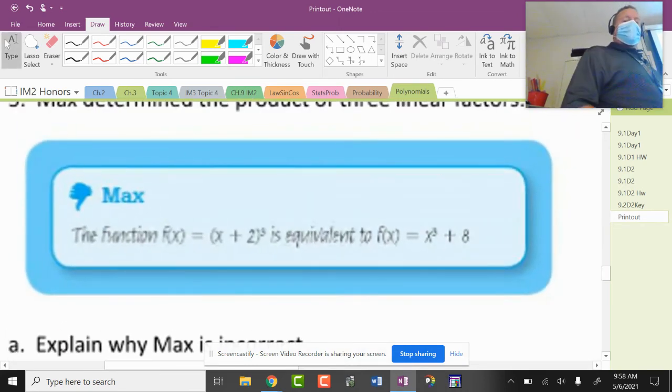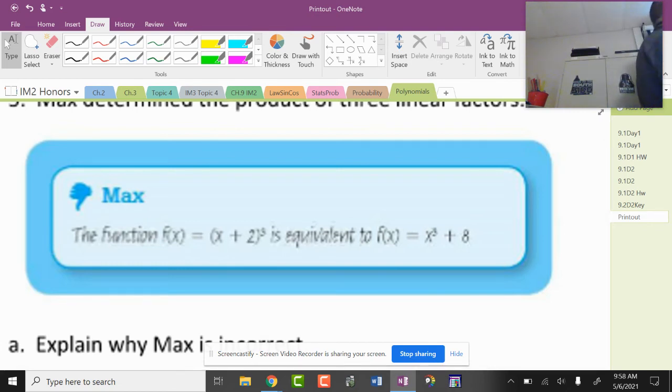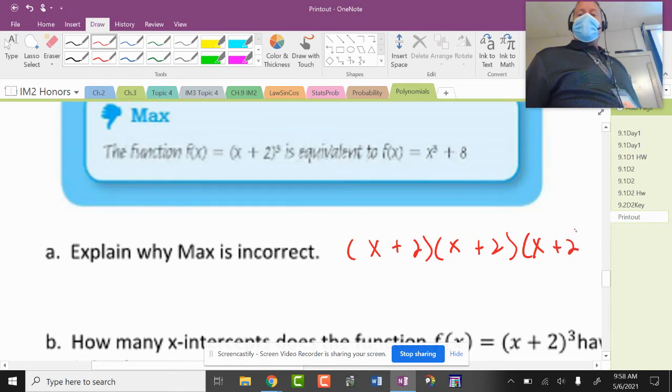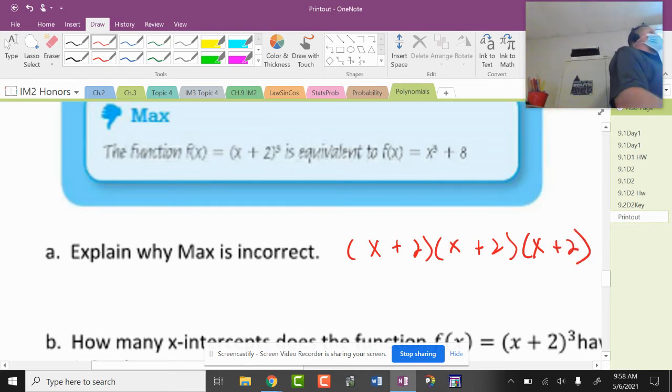Many of you got caught doing this last semester. x plus 2 cubed, is that x cubed plus 8? Heck no. You don't just cube those. And I don't feel like explaining today. This is why Max is wrong. This is what you should do, and therefore you get some terms in the middle. You don't just square x and square 2. That should never happen again.